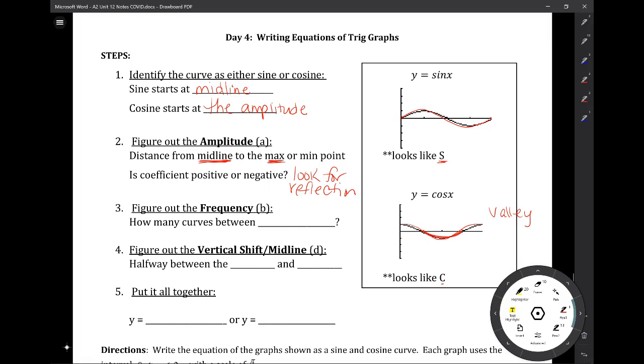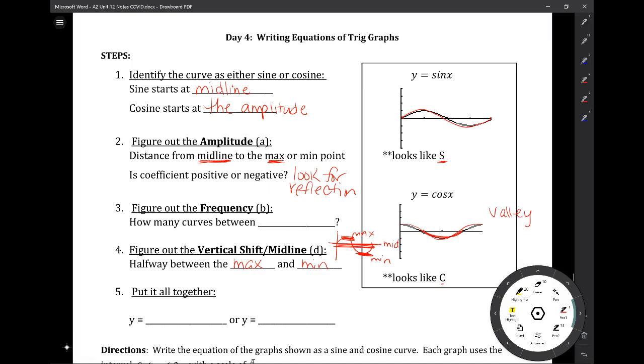Maybe we would then figure out our midline. That actually might be more beneficial to find before we do the amplitude. Remember, the midline is halfway between the maximum and the minimum point. So if we have some curve here, here's our maximum, here's our minimum, and our midline should be right down the center.